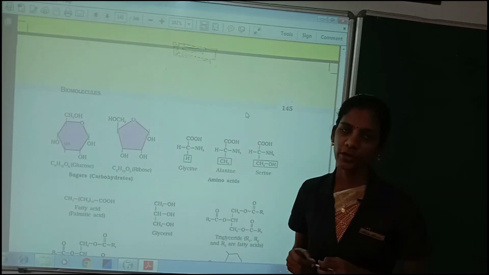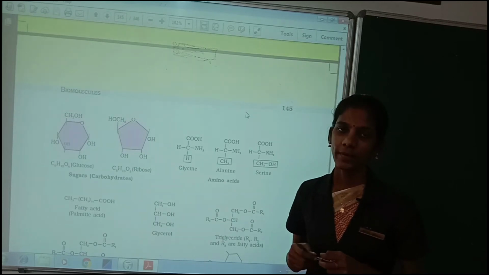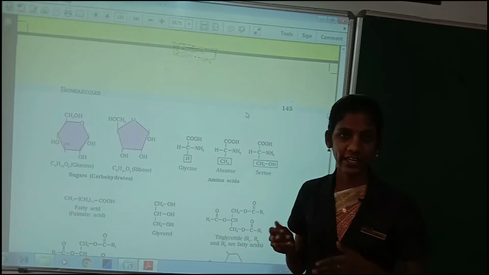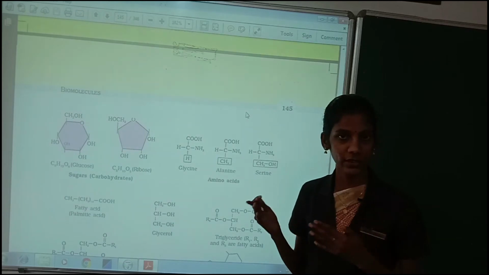Another category of amino acid is basic amino acid. Basic amino acids are the amino acids that contain more number of amino groups than that of the carboxylic groups.